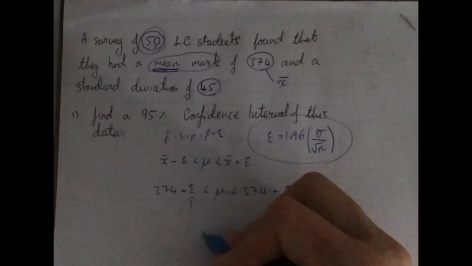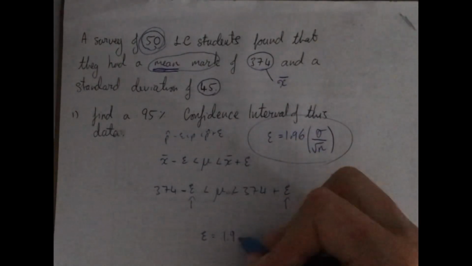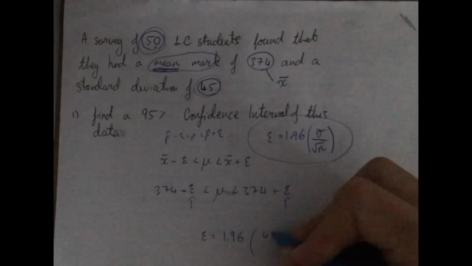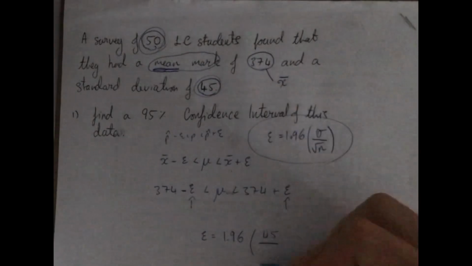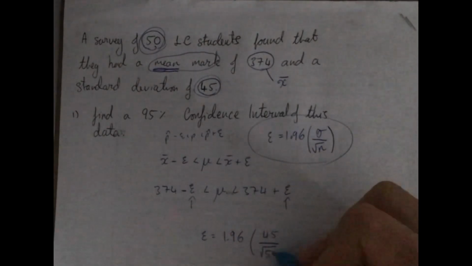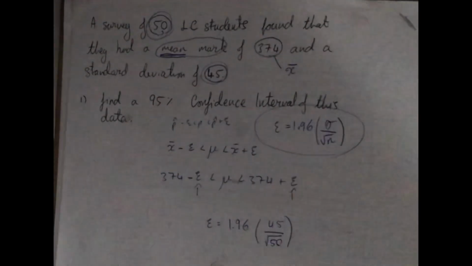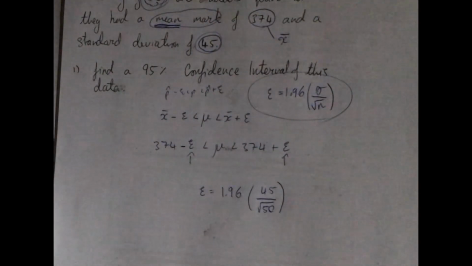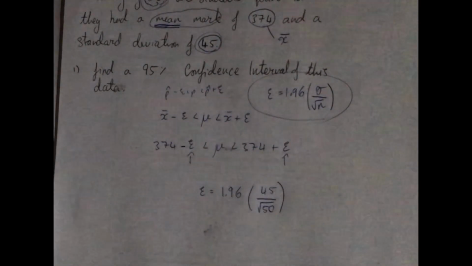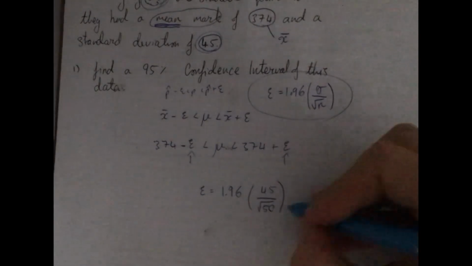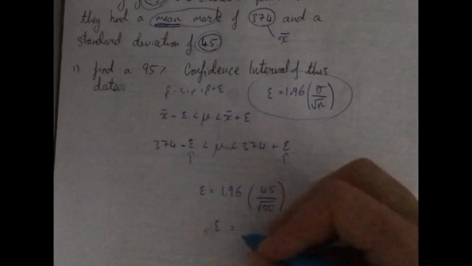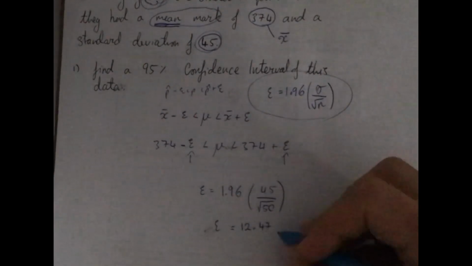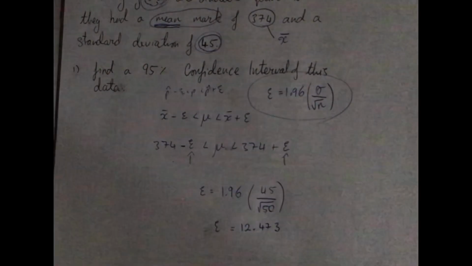So E is going to be equal to 1.96 times the standard deviation, which was 45, divided by root n, which was 50. So we can see similarities between it, but since it's a mean question, it's going to be slightly different. When you type all this into your calculator, you're going to get that the margin of error is equal to 12.473.